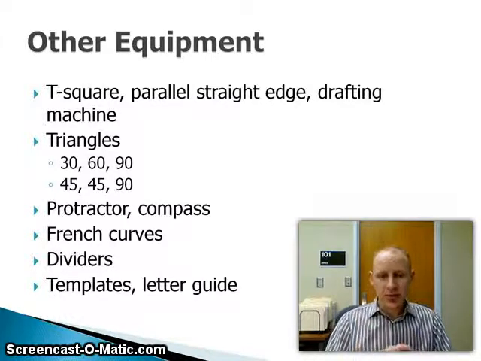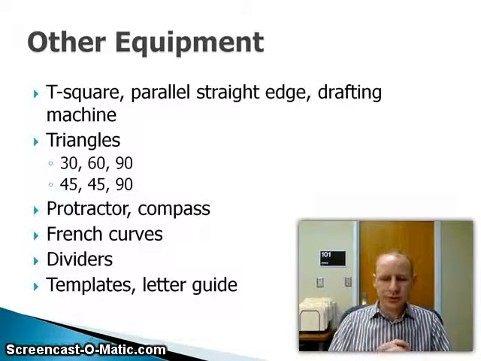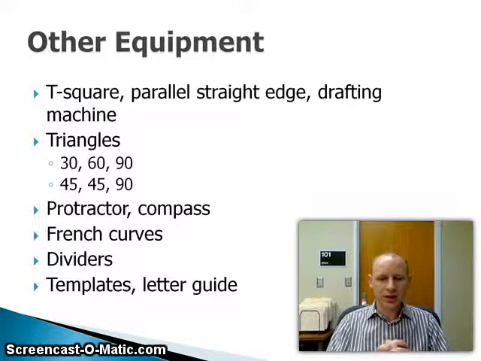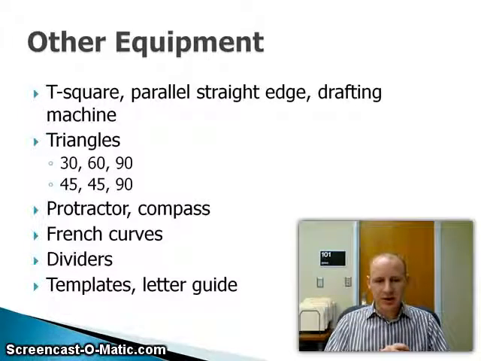As I mentioned, we use triangles. There are two standard triangles that we use. We have a 30, 60, 90 triangle and a 45, 45, 90 triangle. And with the combination of those two triangles, we can get other angles as well. I mentioned using protractors and a compass. The protractor allows us to determine specific angles. The compass allows us to draw arcs or circles.